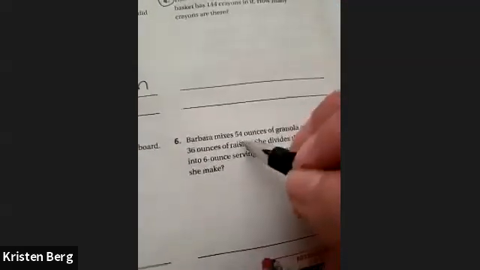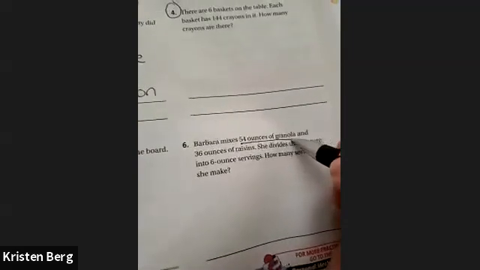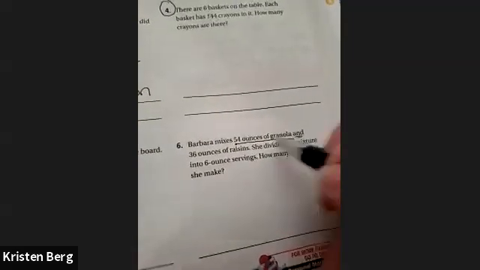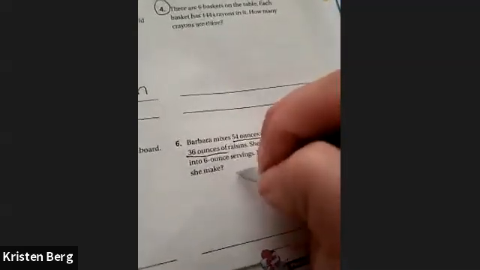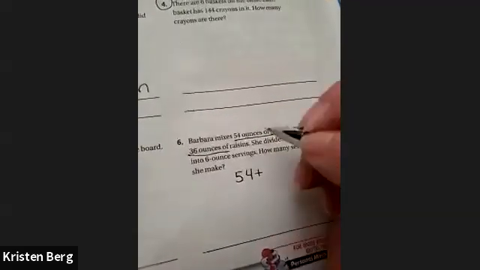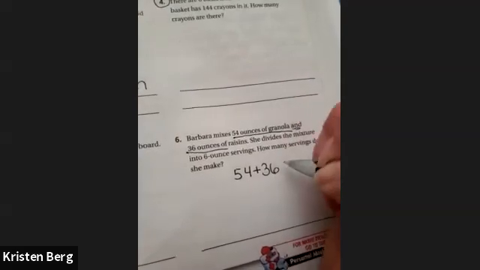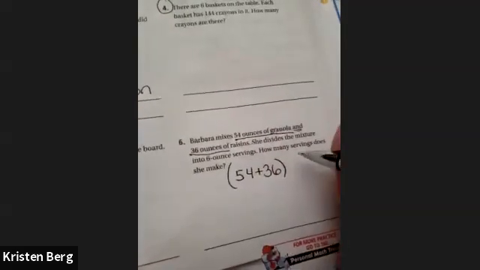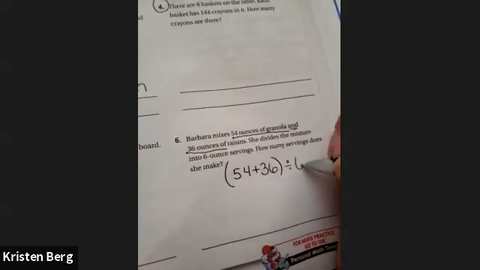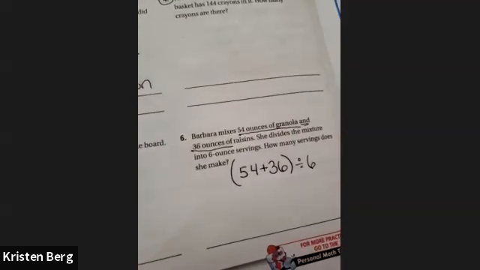All right, so first it's telling you she's going to mix the ounces of granola, and she has these ounces of raisins. So what they wanted you to do is first figure out, when they're making granola, it looks like she's going to make granola bars. So you want to add up all those ounces, and then once you do that, you're going to divide it amongst 6 servings. So we are going to first add off to the side.